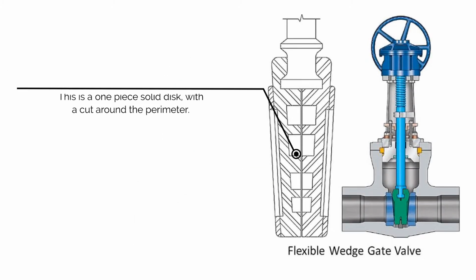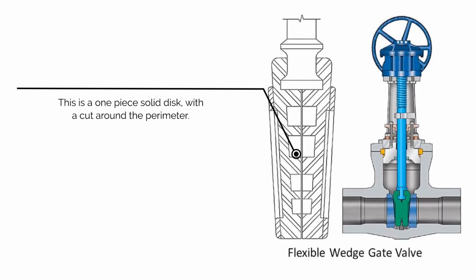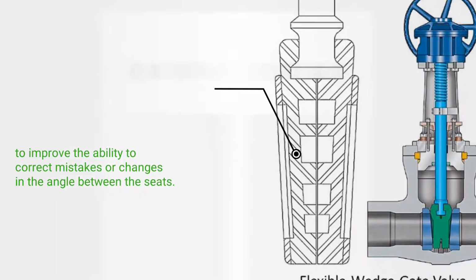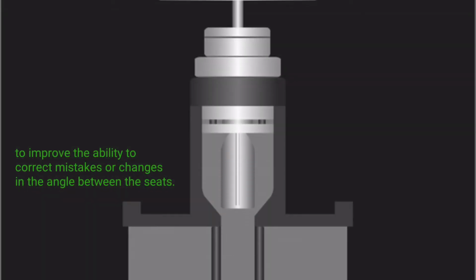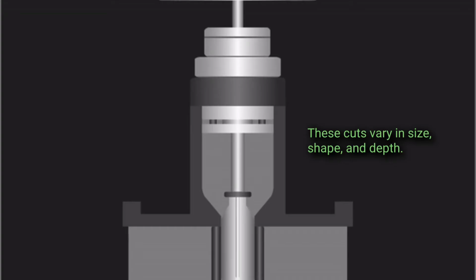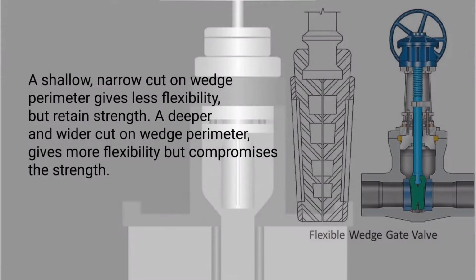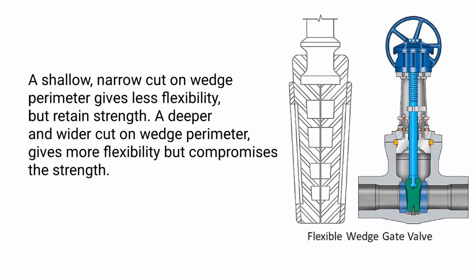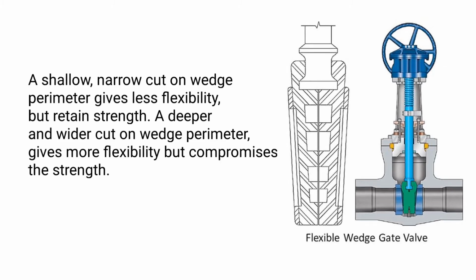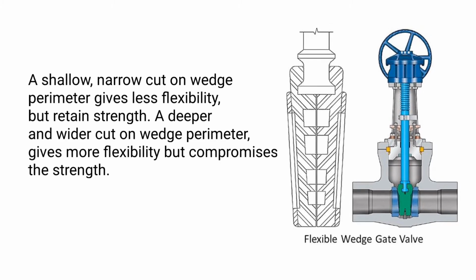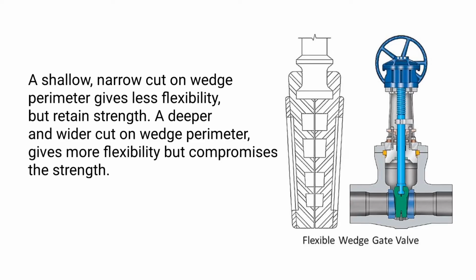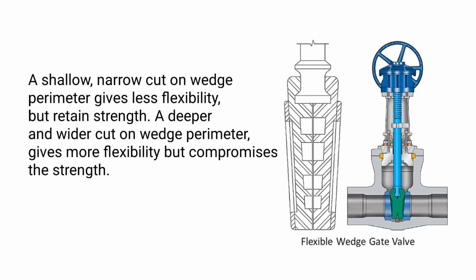Flexible wedge gate valve. This is a one-piece solid disc with a cut around the perimeter, to improve the ability to correct mistakes or changes in the angle between the seats. These cuts vary in size, shape, and depth. A shallow, narrow cut on the wedge perimeter gives less flexibility but retains strength. A deeper and wider cut on the wedge perimeter gives more flexibility but compromises the strength.